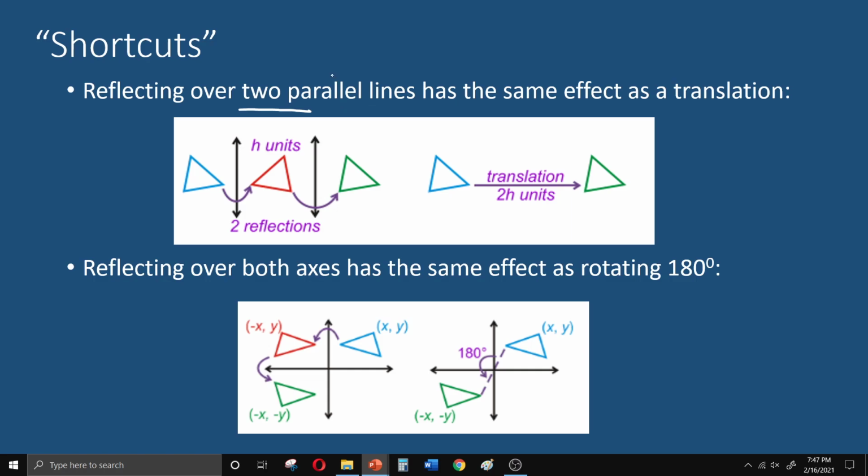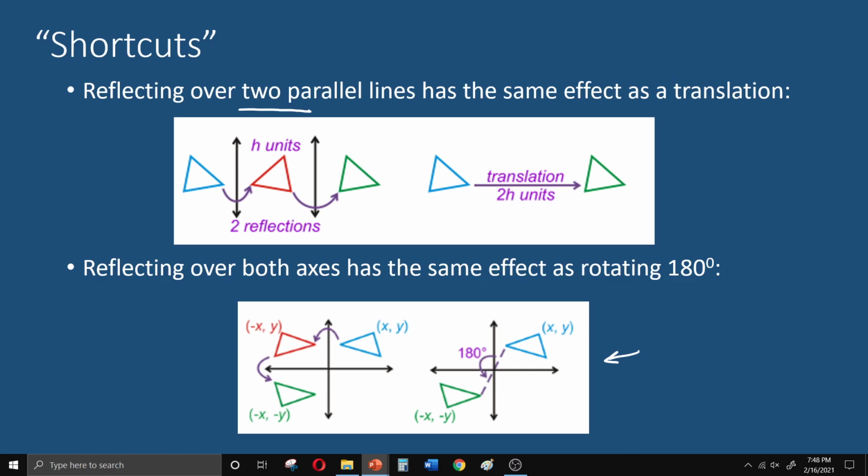The other thing is when you reflect over both axes, it has the same effect as simply rotating 180. And you can think about why that is, right? We know 180 means change the sign of both coordinates. Well, when you flip over the y-axis, you change the x-coordinate, and when you flip over the x-axis, you change the y-coordinate. So it does the same thing, just in 2 steps.